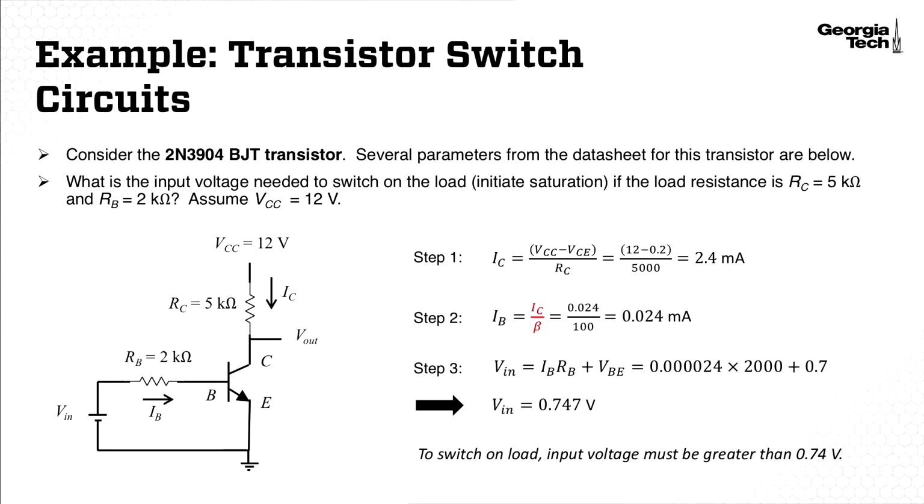Finally, we can solve for Vin using that relationship obtained from Kirchhoff's voltage law. And when we apply that, we find that Vin needs to be about 0.75 or so. So to switch on the load, we need an input voltage greater than 0.75. And that will place our BJT in saturation. And of course, we know that a microcontroller digital high signal can be either 3.3 volts or 5 volts, and so that will be more than sufficient for Vin in this case.